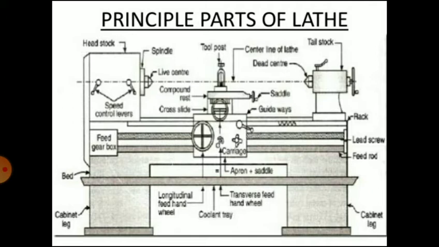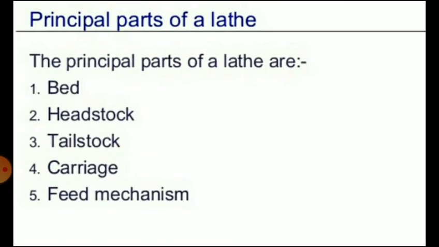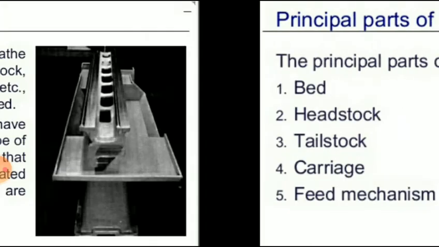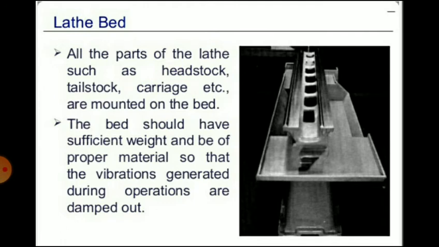You can see at the left hand side there is a headstock, at the top. Then at the right hand side at the top you can see the tailstock. The middle upper part is called the carriage, and then there is a bed. So these are the main parts of the lathe machine. The principal parts of a lathe: the first is the bed, second headstock, third tailstock, fourth carriage, and fifth feed mechanism.